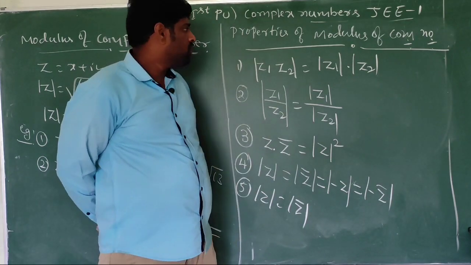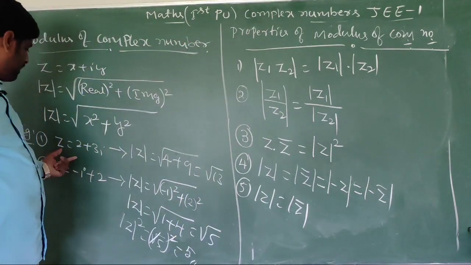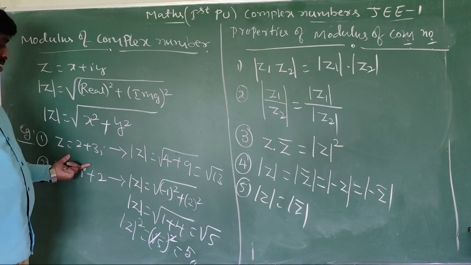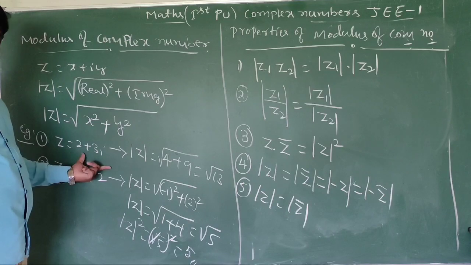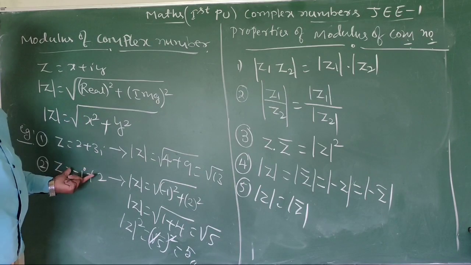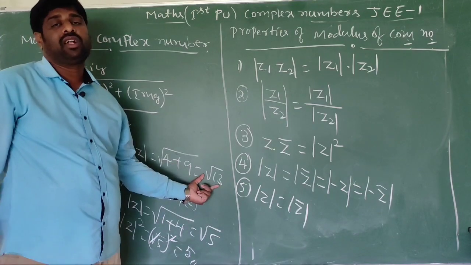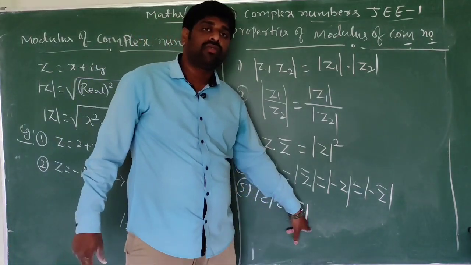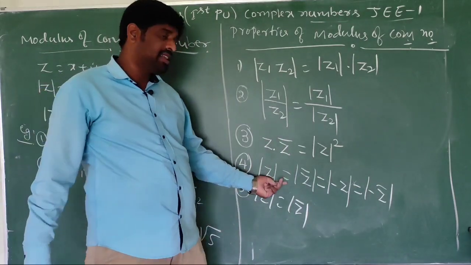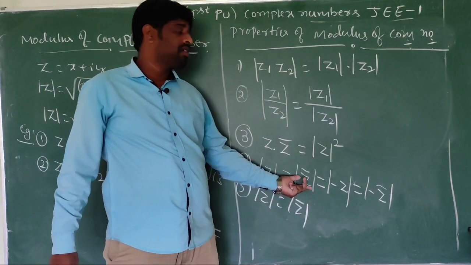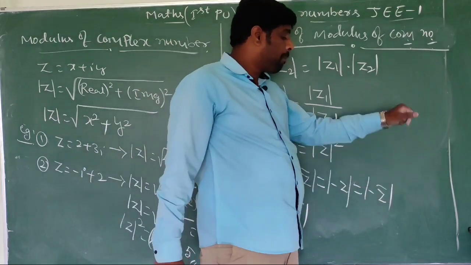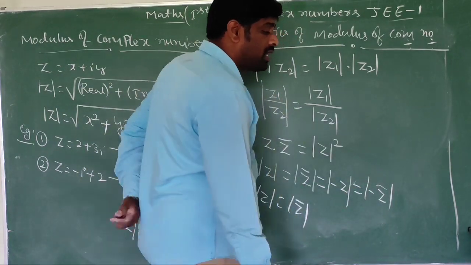Suppose Z is equal to 2 plus 3i. Its conjugate is what? 2 minus 3i. You will get the same number, square root 13, square root 13. So modulus of Z is equal to modulus of Z bar. Modulus of Z can be written as modulus of Z bar, and this can be written as modulus of minus Z, and this can be written as modulus of minus Z bar.